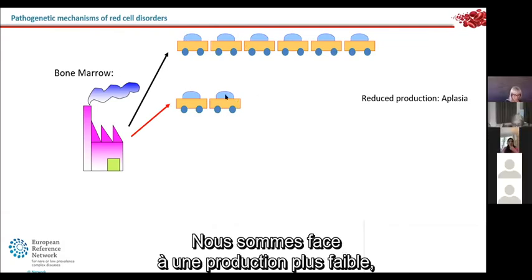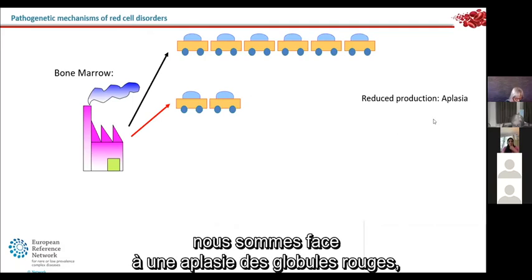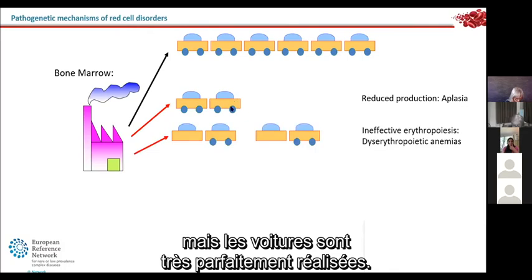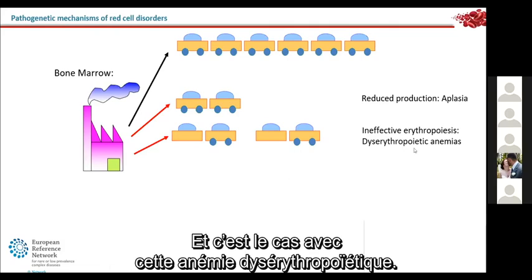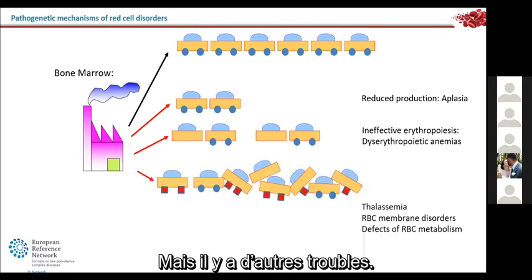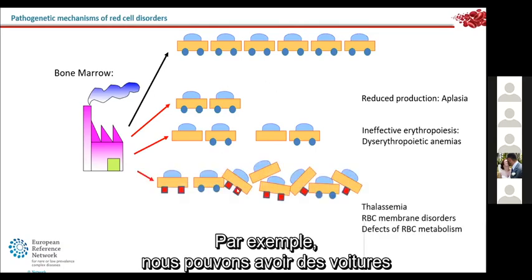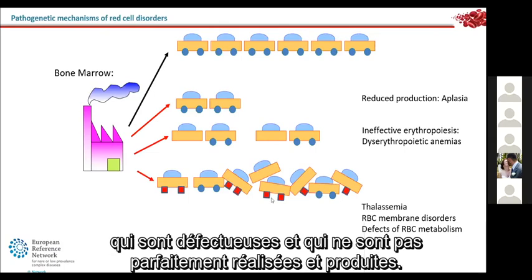So we have a lower production, and we are in the case of red cell aplasia, but the cars are perfectly performed. Or we are in the case, as we saw before, of some cars that are incomplete. And this is our case, in the case of dyserythropoietic anemias. But then there are other disorders. For example, we can have some cars that are defective, not perfectly formed and produced.